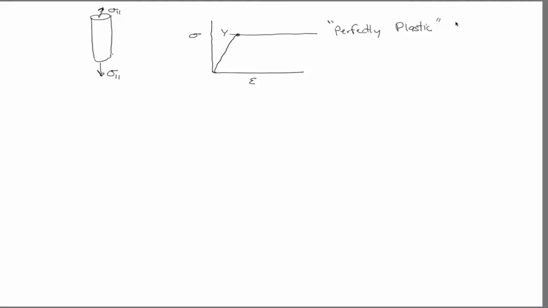And it's not an awful assumption for some metals, like say annealed copper behaves much like this. It'll have a very, very flat region after it yields for some time. And there are other metals too. So if we write down the stress tensor for uniaxial stress, it's really simple. It's that guy.